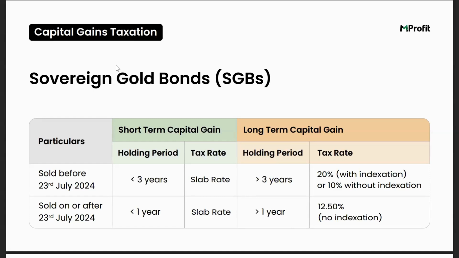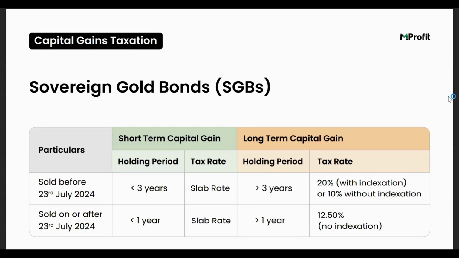If sold before 23rd of July, the tax rate for short term is slab rate, that is, it will be added to your total income. And if it is long term, there are two rates. One, if you want to take the benefit of indexation, the tax rate will be 20%. If you want to do the taxation without taking benefit of indexation, then the tax rate will be 10%.